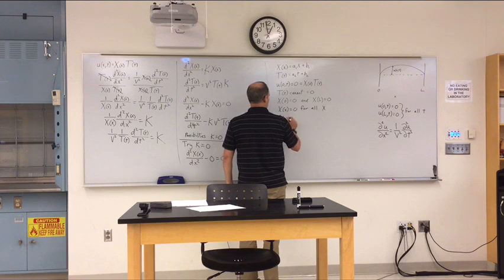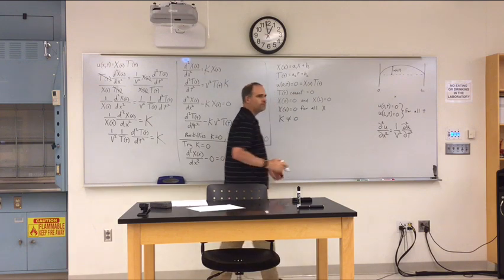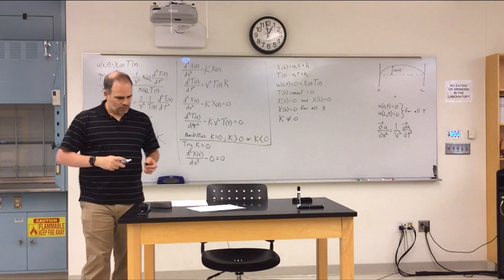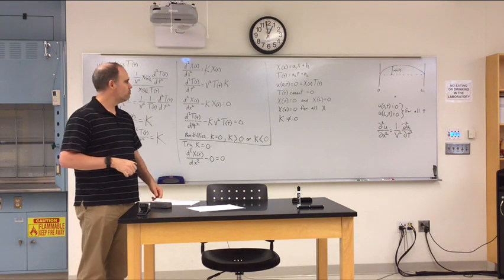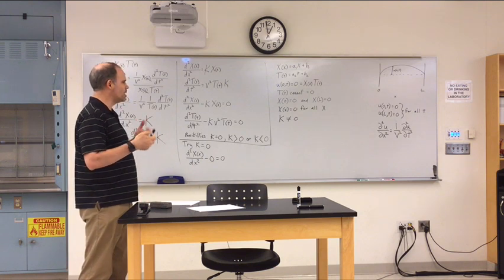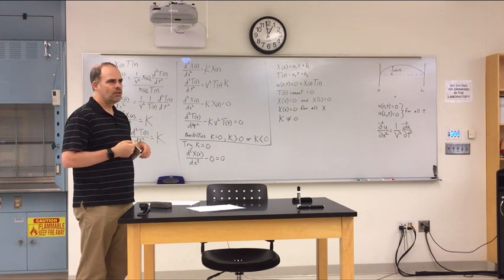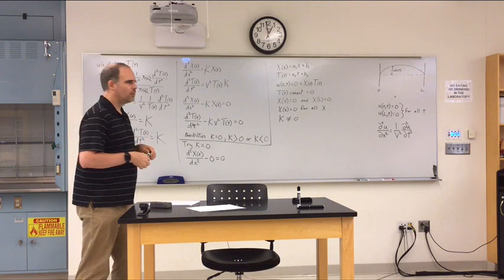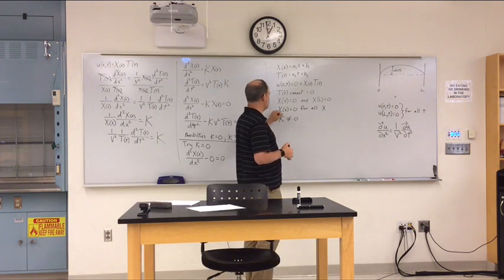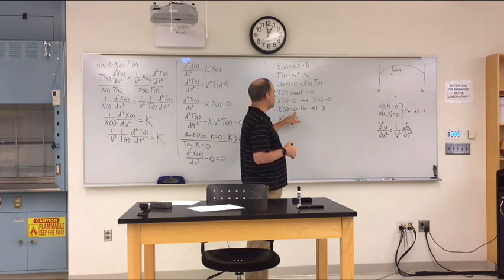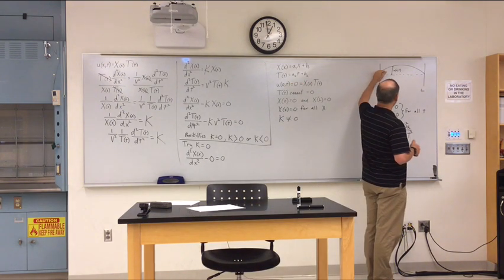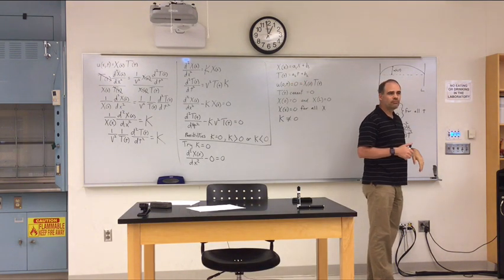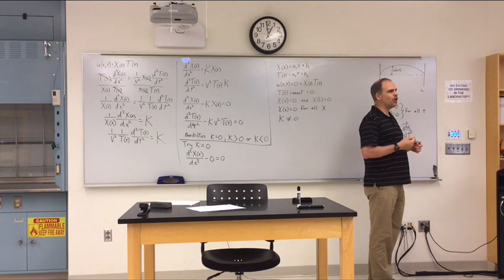Which means k cannot equal 0. Setting it equal to 0 means that there's no physical representation, the result has no physical meaning. If X of x was equal to 0 for all x, what that would mean is essentially we don't have a wave. So it's not going to be a good way of describing a wave.